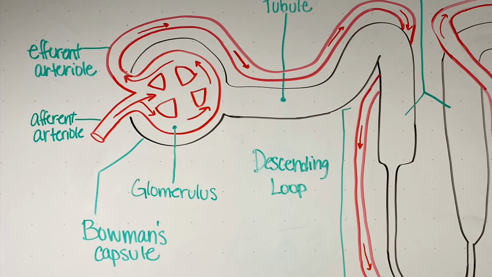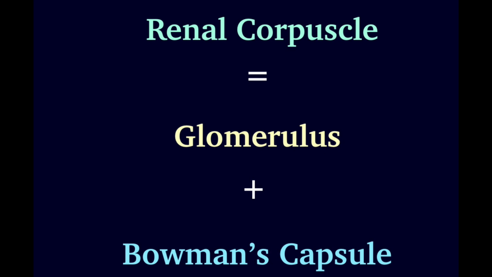Now let's take a closer look at the nephron. So the Bowman's capsule is a hollow structure that surrounds the glomerulus. The glomerulus and the Bowman's capsule are fused together, so the fluid leaving the glomerulus goes directly into the nephron. And the glomerulus and the Bowman's capsule together we term the renal corpuscle.